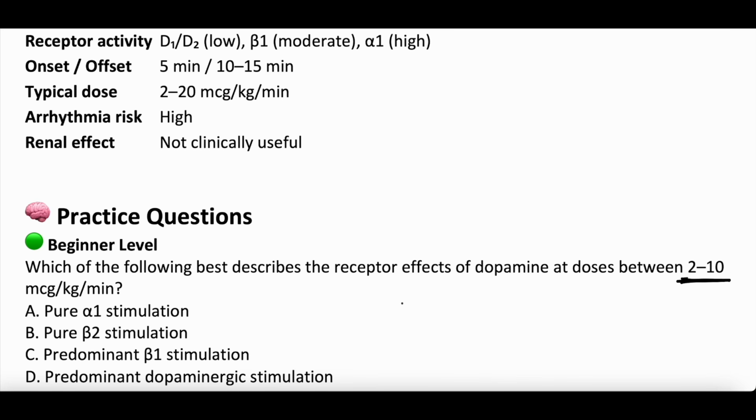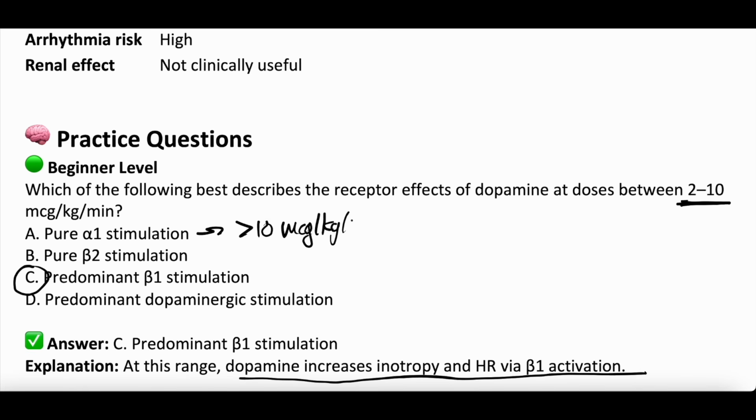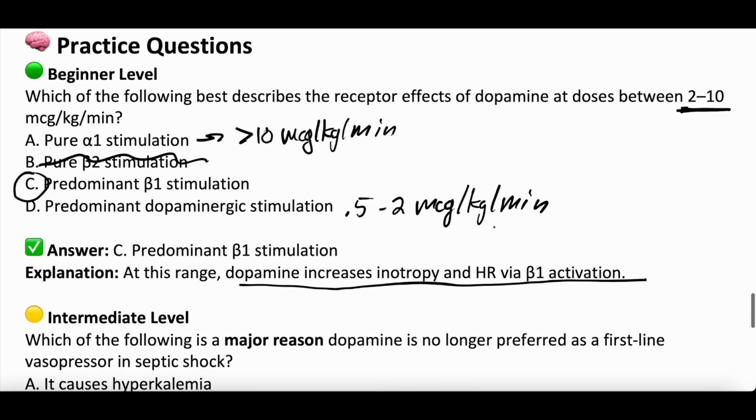The answer is C, predominantly beta-1 stimulation. So at this range, dopamine increases inotropy and heart rate via beta-1. Right? Pure alpha-1 stimulation tends to be greater than 10 micrograms per kilogram per minute. It does not cause beta-2 stimulation, and then predominantly dopaminergic stimulation is that 0.5 to 2 micrograms per kilogram per minute, although there's no reason to use it at these doses anymore because it is not shown to be renal protective. All right, intermediate level question.